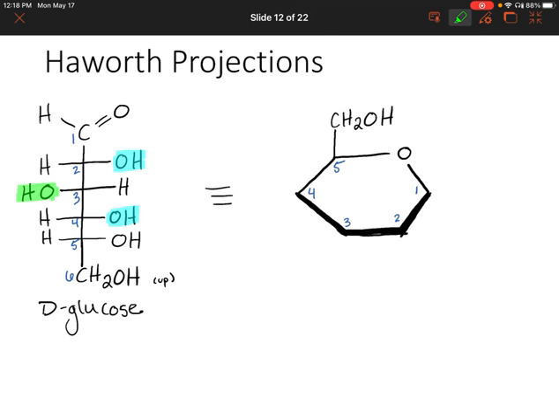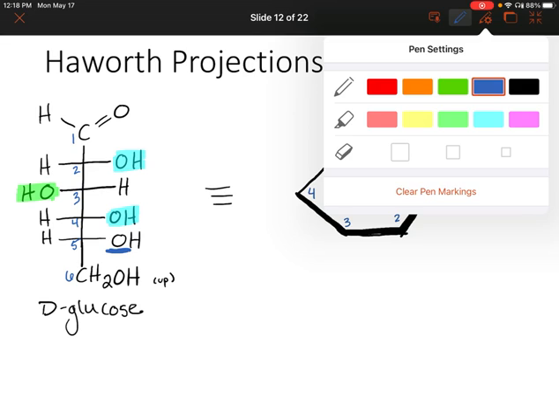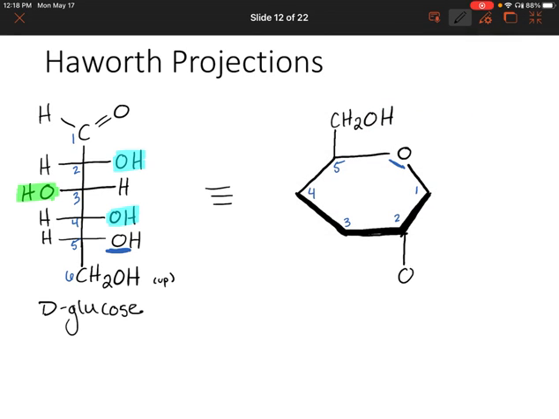Now remember at carbon 5, that oxygen is actually in the ring now, so we're not going to worry about that one. Okay, so if the OH group is on the right, then it's actually going to point down on the Haworth projection. So let's see, at carbon 2, we have an OH group on the right, so it's going to point down. On carbon 4, we also have an OH group on the right, so that's going to point down. On carbon 3, we have an OH group on the left, so that's going to point up. And then you can also fill in the hydrogens that are there as well. So those will just be opposite.